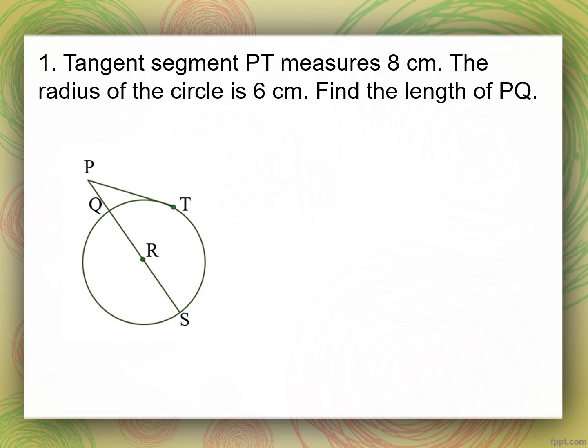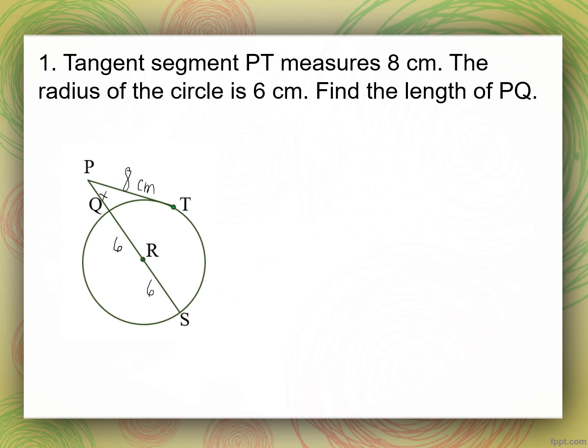So let us put some markings on our given figure here based on the given. We have here tangent segment PT measures 8 centimeters. So this one is 8 centimeters. And then we are given the radius of the circle, which is 6. So this is 6. And since RS also is, of course, a radius, this is also 6. And we are looking for PQ, so let us represent PQ as X.